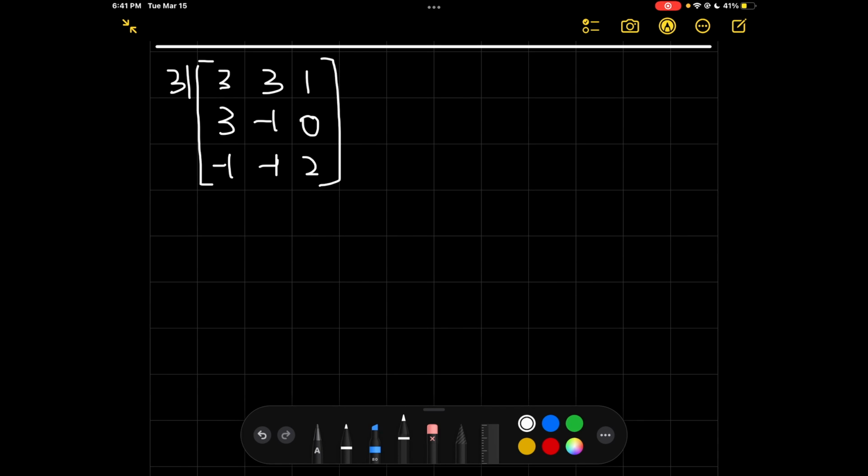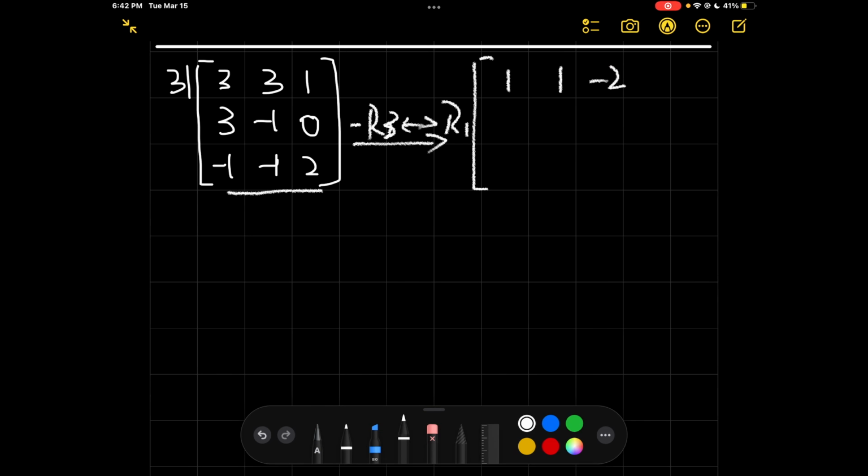We have a 3 by 3 matrix. So we try to get a leading 1 first for the first row. But what we can see is we find a very close one as -1. We can negate it and put it in the first row. So we negate row 3 and swap it with row 1. So 1, 1, -2, and the second row doesn't change. 3, -1, 0, and 3, 3, and 1.